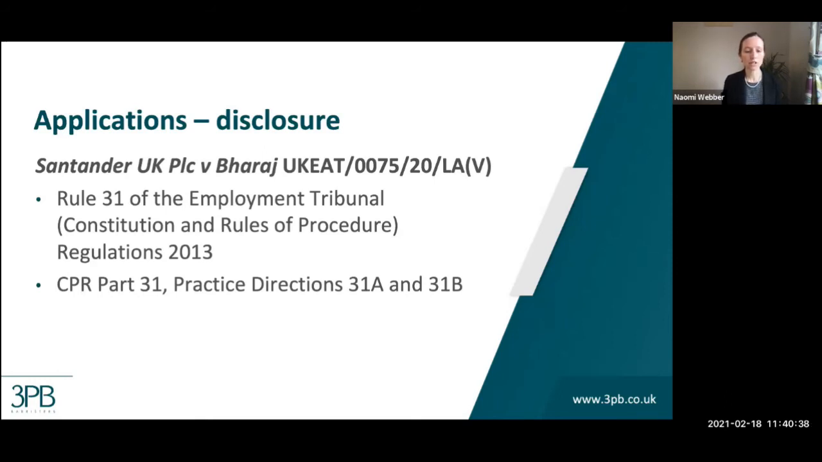Equally, respondents seeking to resist any application for disclosure may also be required to provide evidence to support their position. So again, why, for example, a document isn't disclosable, or why it would be disproportionate to disclose any particular document or any particular category of documents.